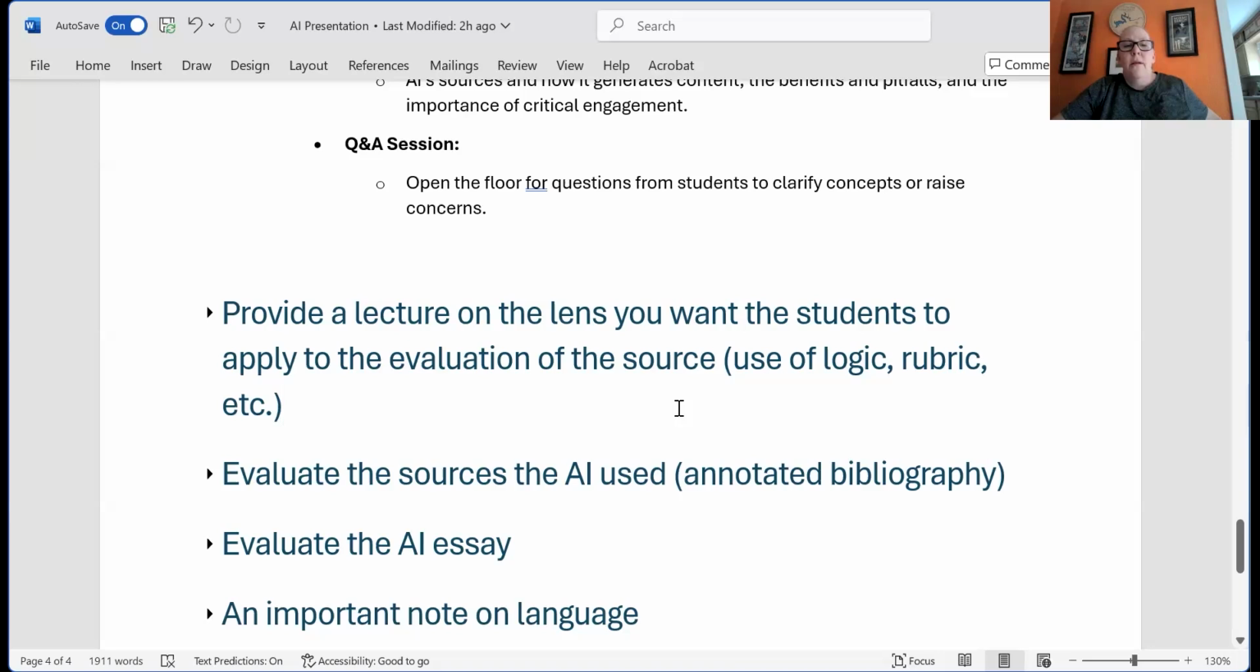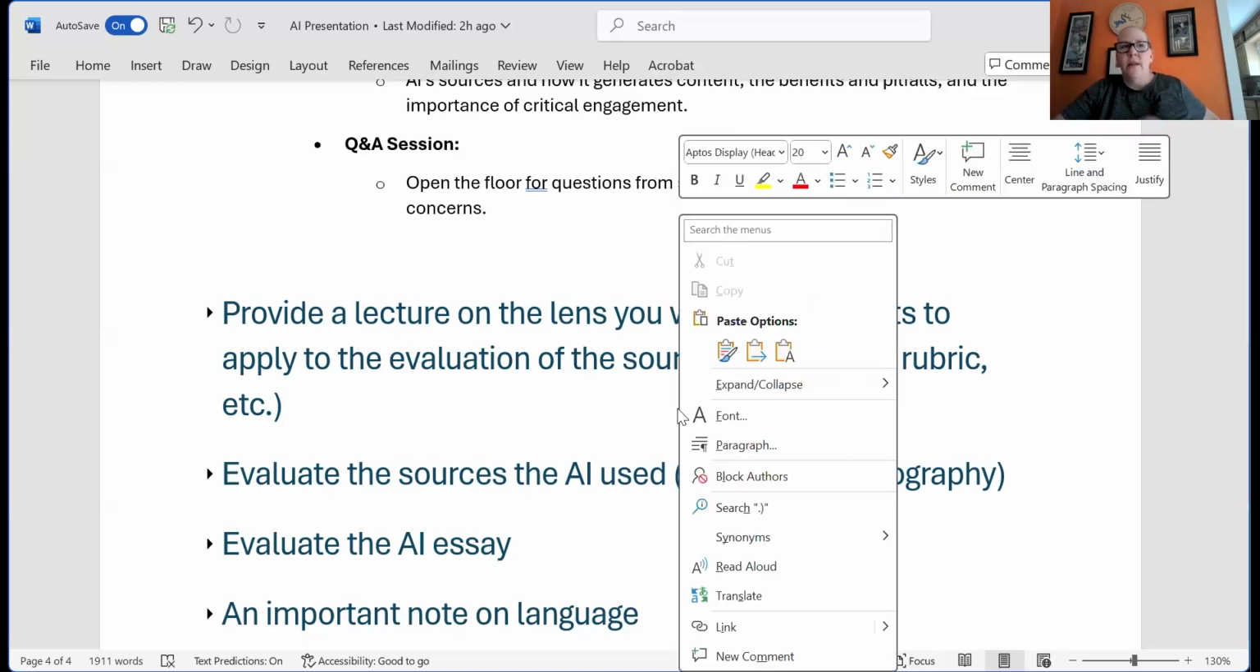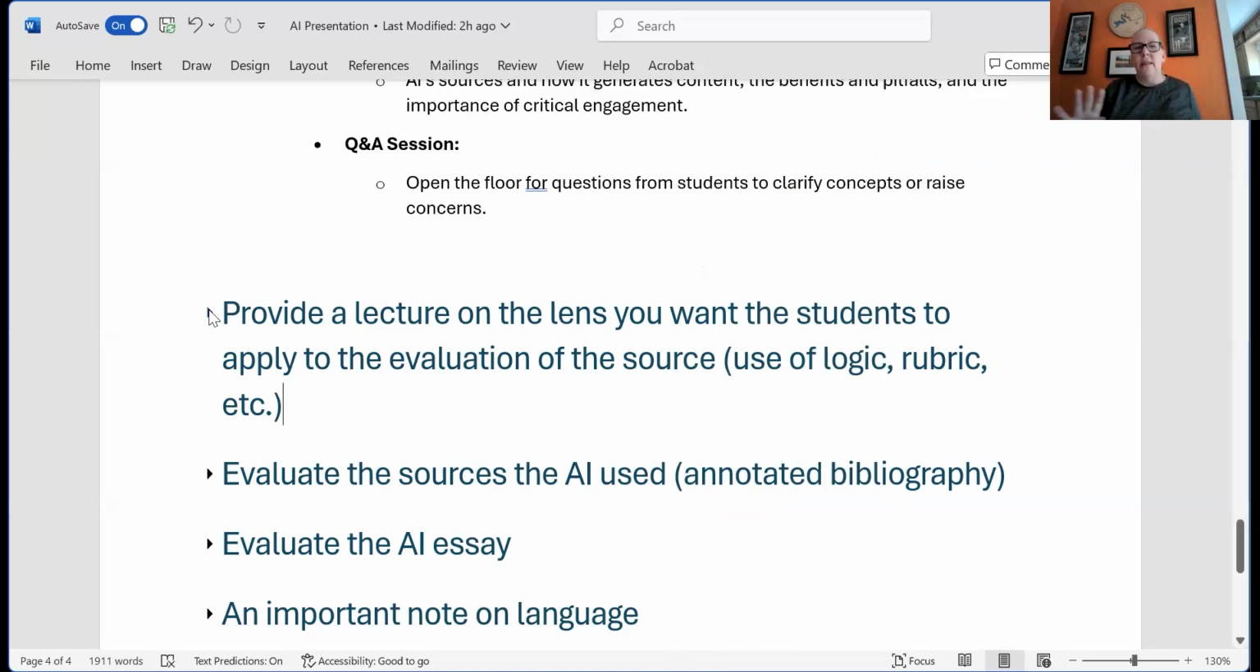And then, so once I get through that, they sort of understand what AI is, the limitations of AI, what it can and cannot do. At that point, I provide a lecture on the lens that I want the students to look through. Now, I'm teaching an English class. So what I want them to look at is the use of logic and argumentation skills in an essay. I want them to recognize when people are committing logical fallacies. I want them to understand what type of logic they're using and if their sources are good quality sources. I want them to understand all of that.